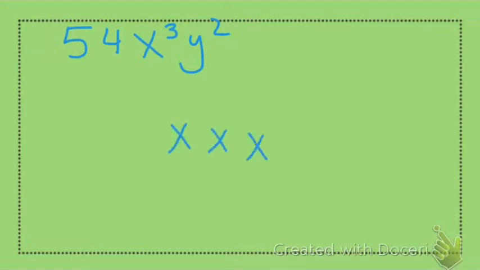So we have 54, x to the 3rd, y to the 2nd. Now we can do the 54 with a factor tree. And then we do the variables, we just leave them, because we don't know what x and y are. X to the 3rd is just x, x, and x, which is still x to the 3rd, so we just leave it as x to the 3rd. So we do the prime factors of 54 and then just put x to the 3rd and then y to the 2nd after it. That's right.